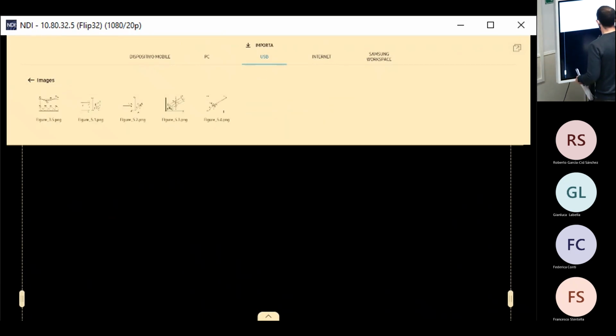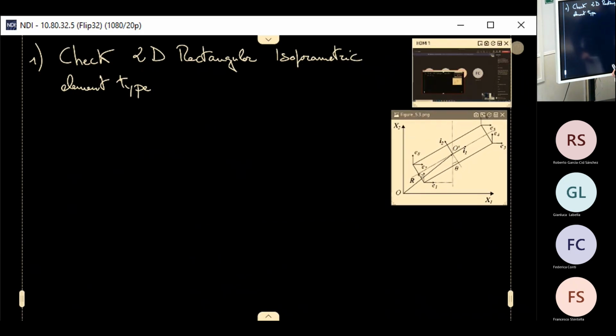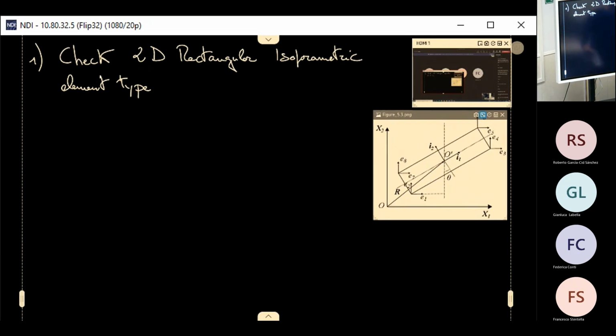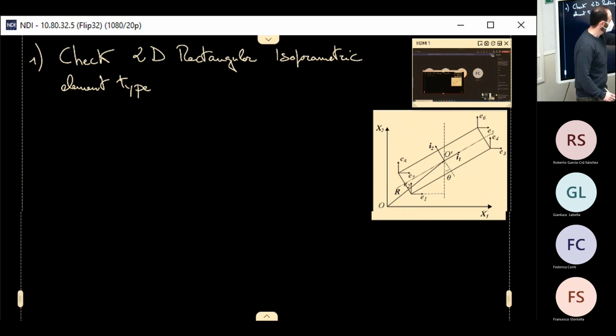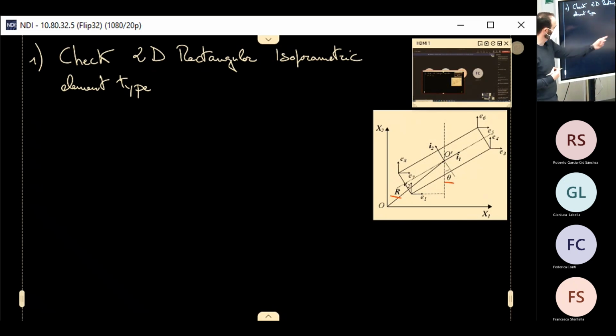So let's import a picture here. What we are doing here is that we consider our 2D rectangular isoparametric element for a rigid motion. We have our element, and we just impose a displacement R and a rotation theta, as we have learned to do many times. What we want to know now is to estimate the elastic energy associated with this rigid motion. If it's not zero, then we have that problem. Let's see.